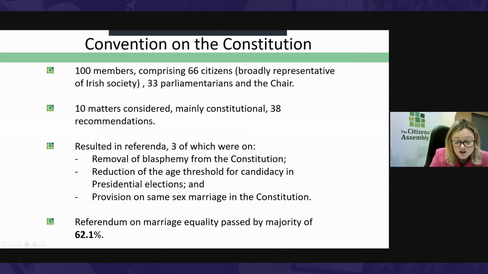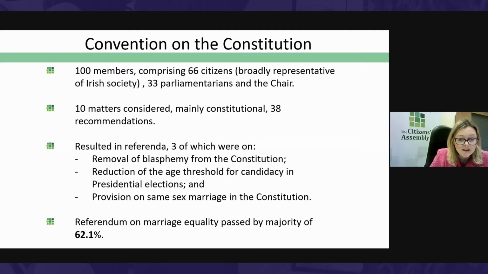If we look at the Convention on the Constitution, there were 100 members. There were 66 citizen members who were all eligible to vote in a referendum and were randomly selected to be broadly representative of Irish society. There were also 33 politicians who were put forward by their parties, and then there was the independent chair. The convention considered 10 matters in total, for the most part related to Ireland's constitution. In total, the members made 38 recommendations to the Oireachtas. This led to a series of referenda, including providing for same-sex marriage in the Irish constitution. A majority of 62.1% of voters voted in favour of same-sex marriage, bringing about marriage equality in Ireland, which was a huge societal change.